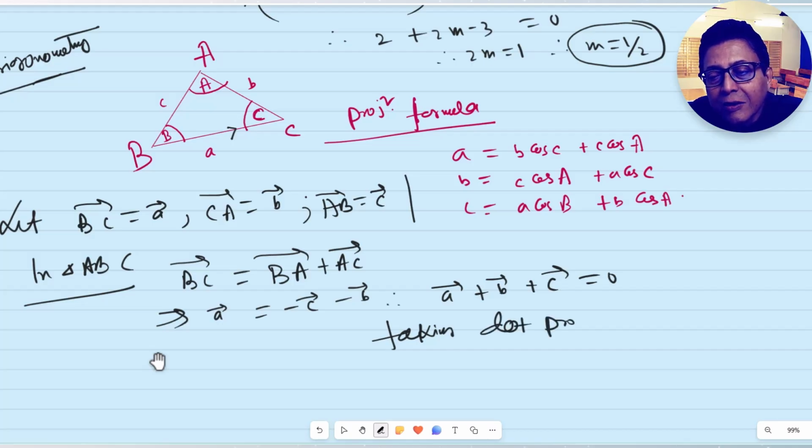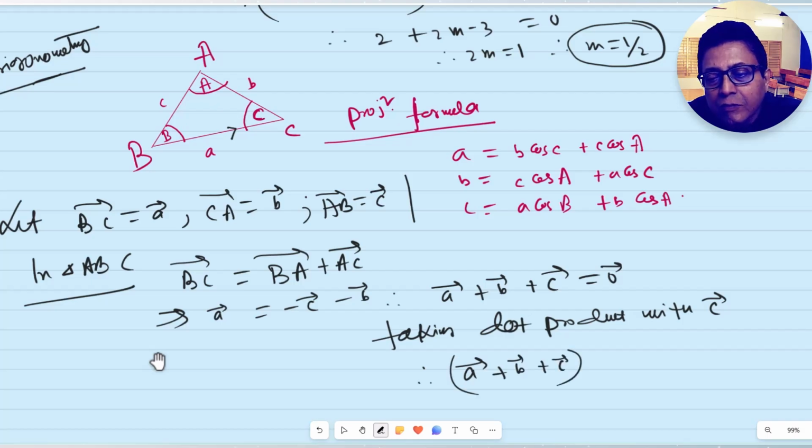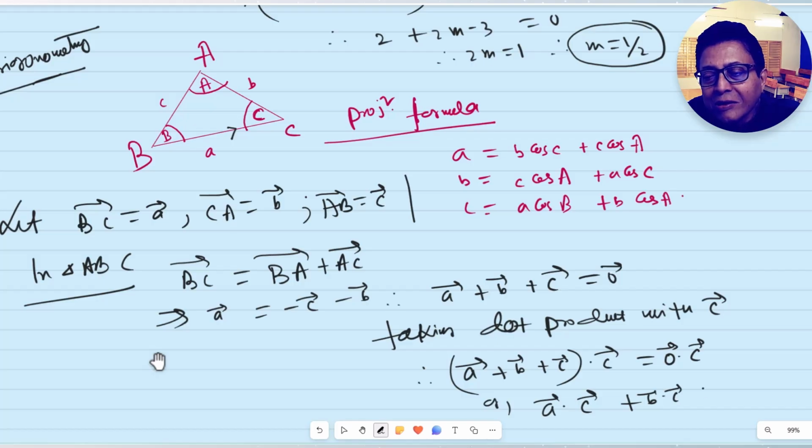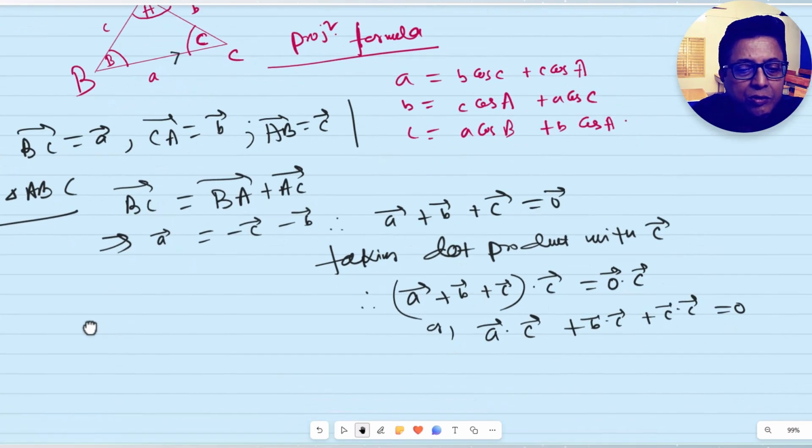Taking the dot product with C. See, the right hand side is 0, meaning the zero vector. So what will you get? (A plus B plus C) dot C is going to be 0 dot C. Magnitude is 0, so the right hand side is 0 only. This you apply the distributive law: A dot C plus B dot C plus C dot C equals 0.